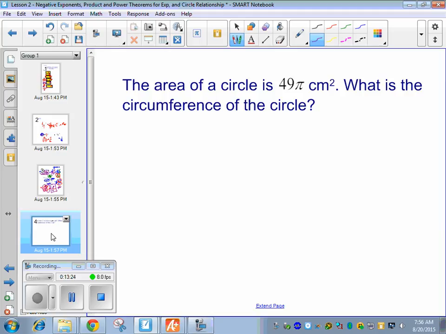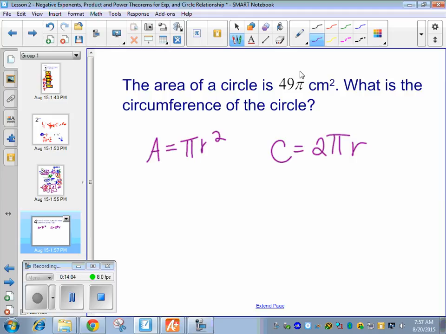All right, the area of a circle is 49 pi centimeters. What is the circumference of the circle? So two different things we're using here, area and circumference. What's the formula for area of a circle? Don't everyone shout it out at one time. Yeah, good, pi r squared. Okay, and what's the formula for circumference of a circle? Pi d. I'm going to use 2 pi r, but yes, pi d would work. I'll use 2 pi r because we're going to find r here in a minute.